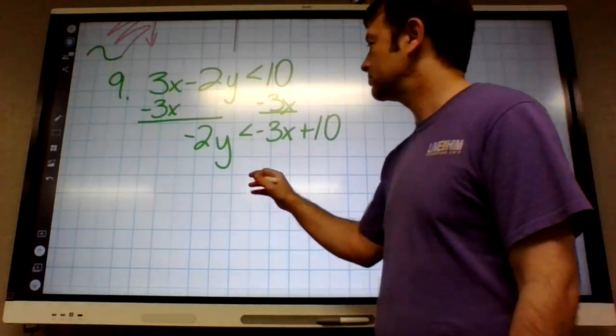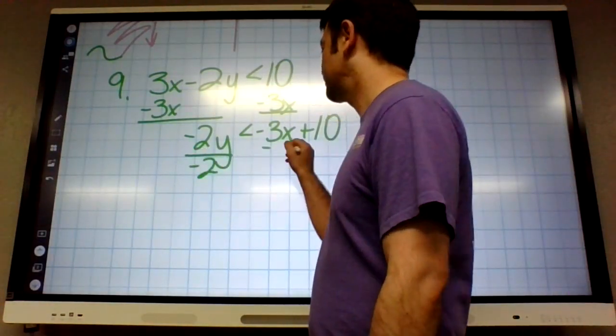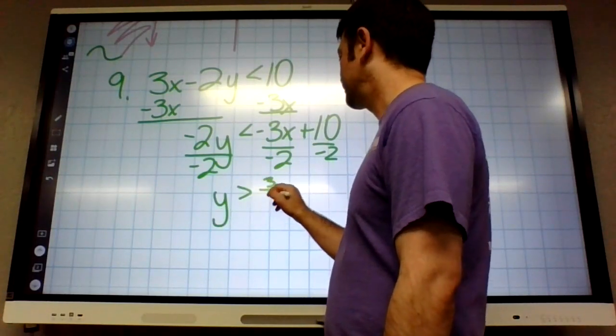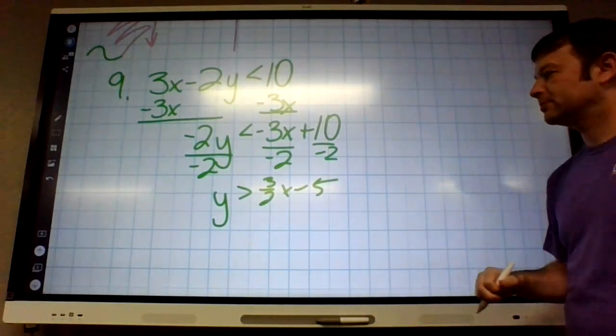Then you divide by -2. And you get 3 halves. y is greater than 3 halves x minus 5.